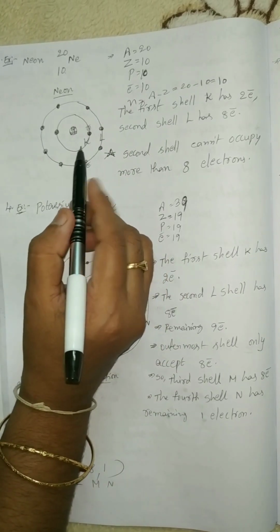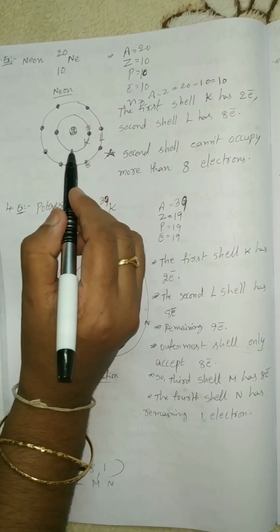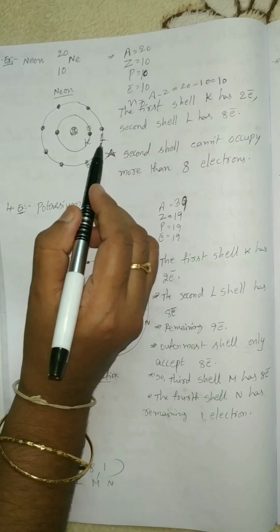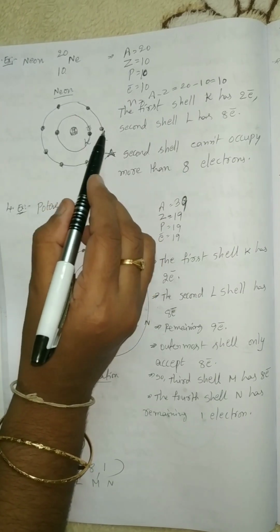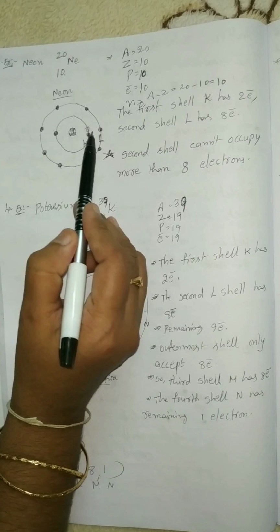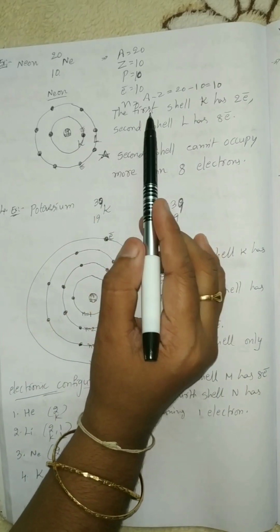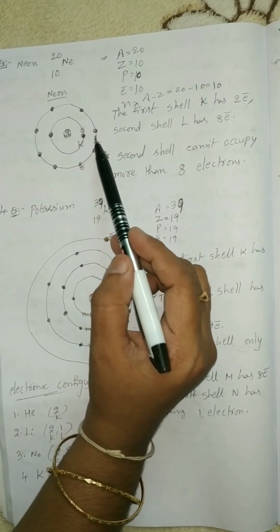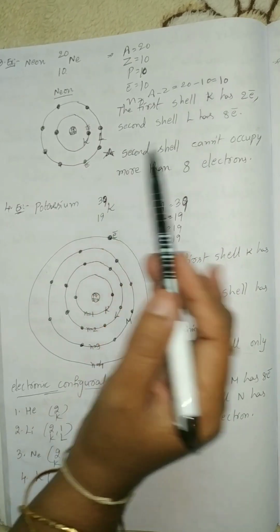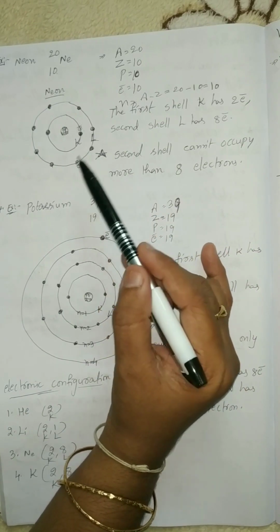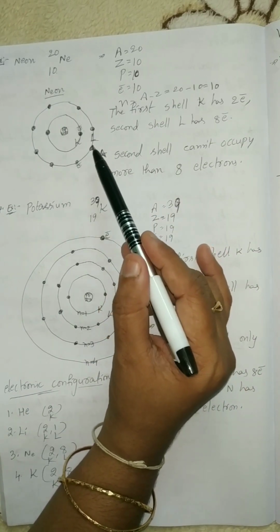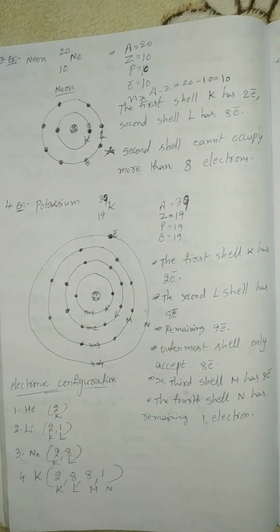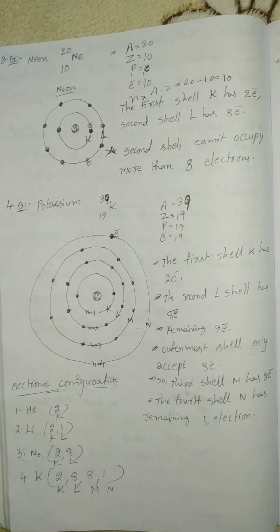How does it distribute? In the K shell, the first shell has only 2 electrons. Next, the L shell has 8 electrons. So 2 plus 8, 10. The first shell K has 2 electrons, the second shell L has 8 electrons. The second shell cannot occupy more than 8 electrons. Why? Because the octet rule is mandatory. So 8 electrons in the L shell.